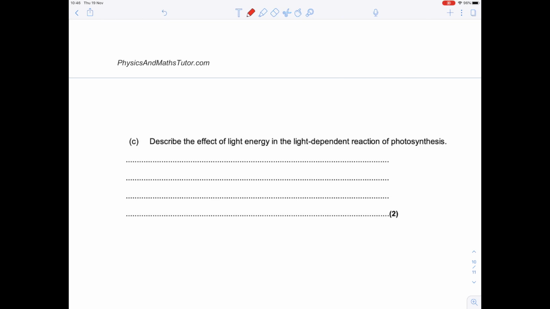Describe the effect of light energy in the light-dependent reaction of photosynthesis. So remember the effect of the light energy in the light-dependent stage of photosynthesis is, remember, to excite the electrons which were released by the photolysis of water, and secondly causes photoionization of chlorophyll, which remember releases electrons so that they can enter the electron transfer chain.